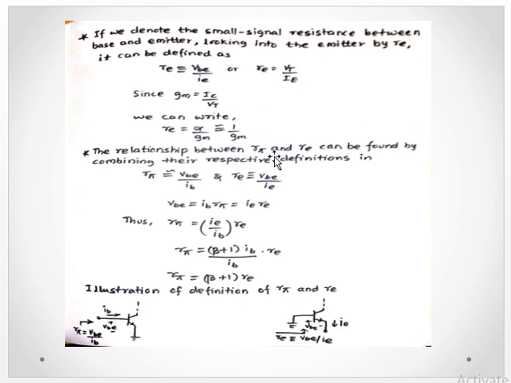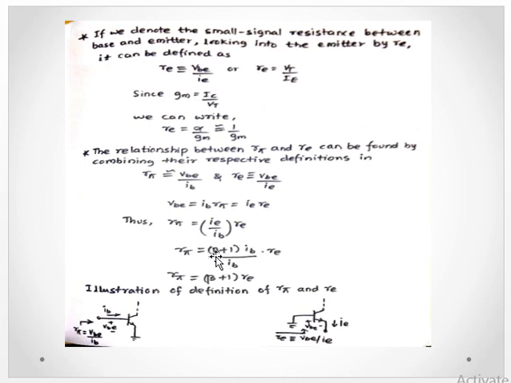The relationship between R pi and RE can be found by combining their respective definitions. We know that R pi is VBE by IB and RE is VBE by IE. So VBE is given by R pi into IB, and VBE is given by RE into IE. If you equate these two, IB into R pi equals IE into RE. If you rearrange, R pi is IE by IB times RE, so IE is given by beta plus 1 times IB, into RE. Beta is the current amplification factor.